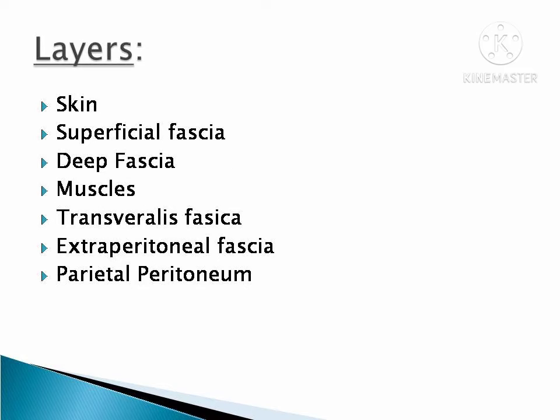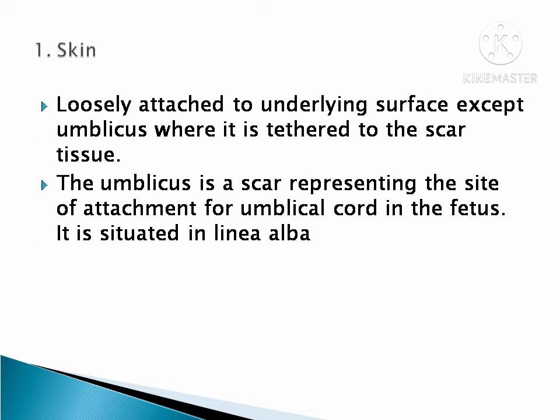Layers. There are 7 layers of anterior abdominal wall. 1st, skin, 2nd, superficial fascia, 3rd, deep fascia, 4th, muscles, 5th, transverse fascia, 6th, extraperitoneal fascia, and 7th, parietal peritoneum. Now I am going to discuss the layers in depth.